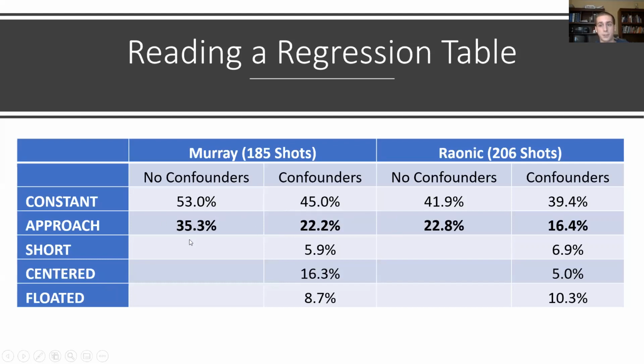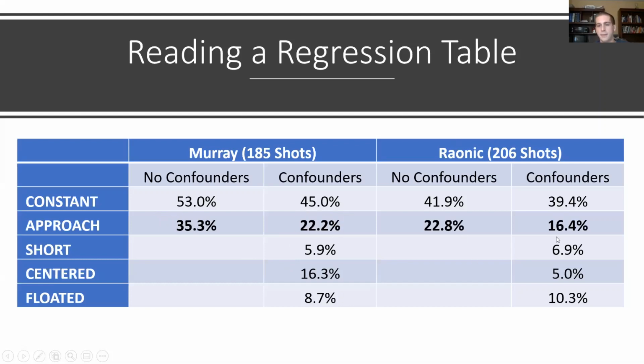We can compare the numbers in bold. So 35.3% is the increase in Murray's raw win probability when he comes to net. This 22.2% is the more accurate benefit to Murray approaching. In other words, the 22.2% is the number when you're accounting for the confounders. So the 35.3% number is deceptively high. The 22.2% number is the more accurate one.